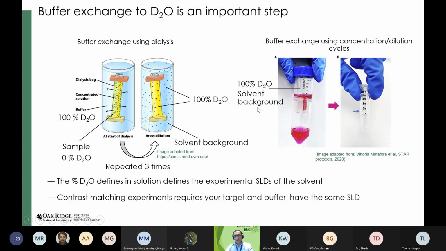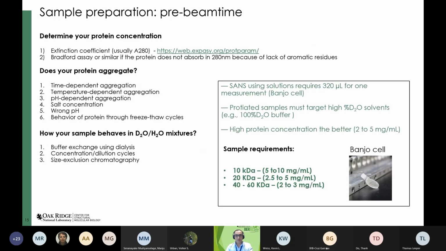So this solvent in the buffer here is going to be our background for the subtraction during the beam time. And also you can do a series of concentrations and dilutions, where you concentrate your sample down and load more of the buffer at the final concentration of the D2O you want to use, and you do this step multiple times until you get a fully deuterated buffer at the level that you want. So it's very important you get the right D2O in your buffer for the experiments, like I said, because it's going to define your contrast match points, the SLD to do the contrast match points.